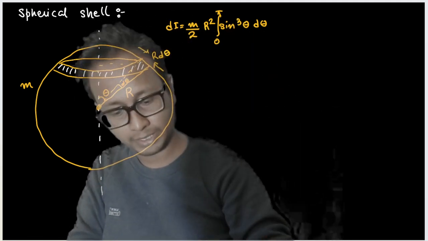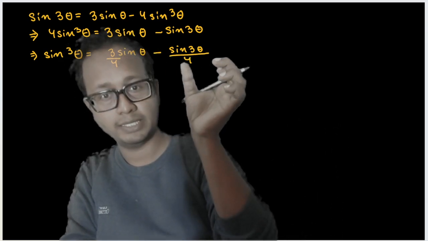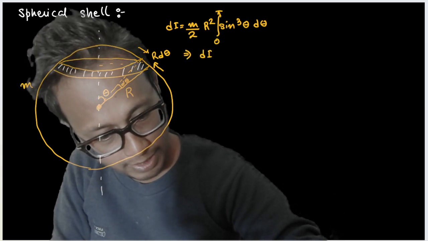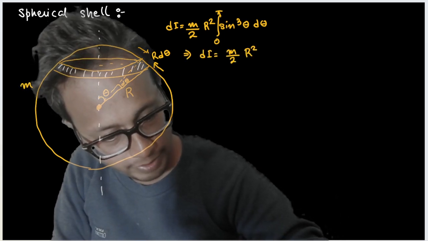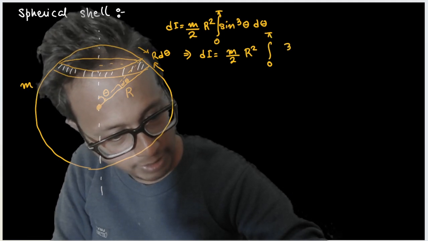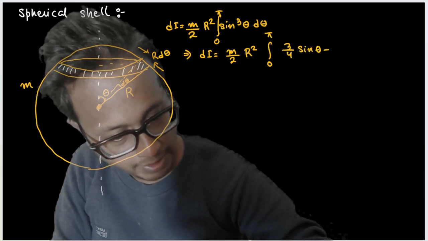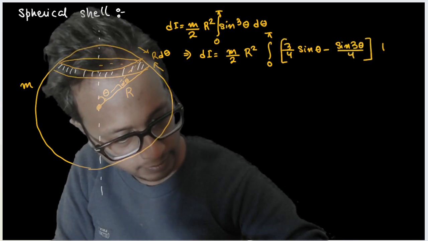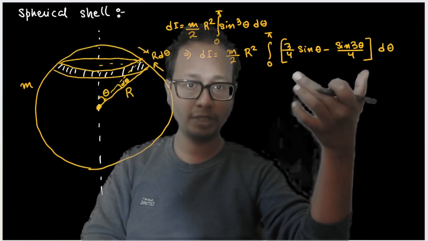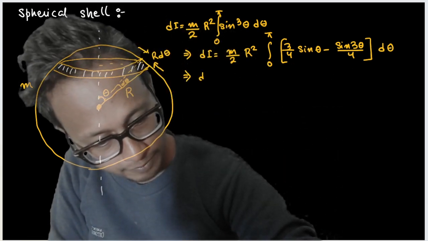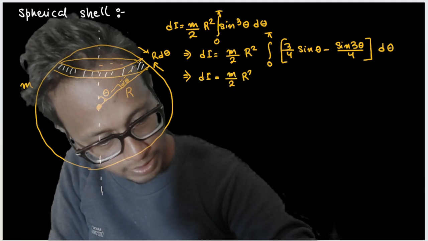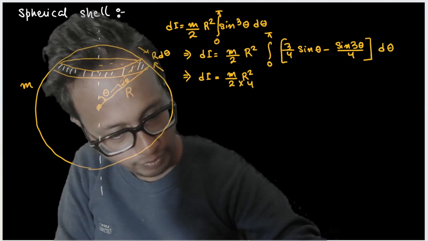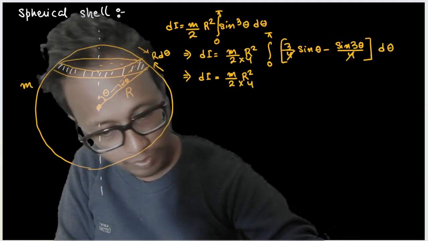Okay, so sin³θ is nothing but 3/4 sin θ - sin 3θ/4. So dI is equal to (M/2)R² integral from 0 to π of (3/4 sin θ - sin 3θ/4) dθ, isn't it? This out here is the value of sin³θ. Can I take this constant 4 outside the bracket? Of course.